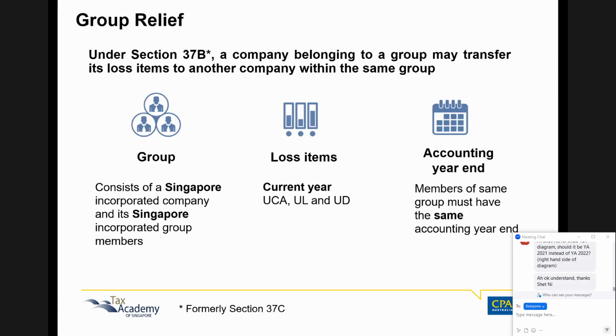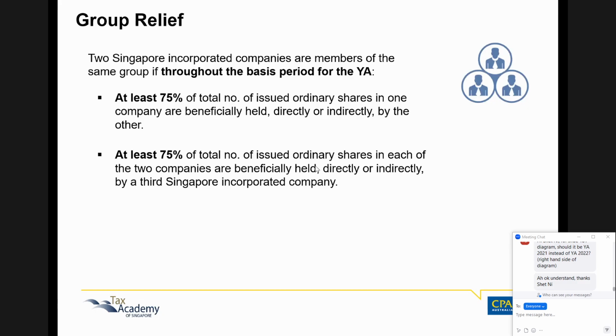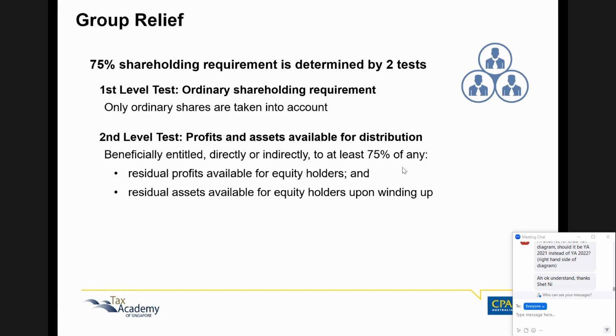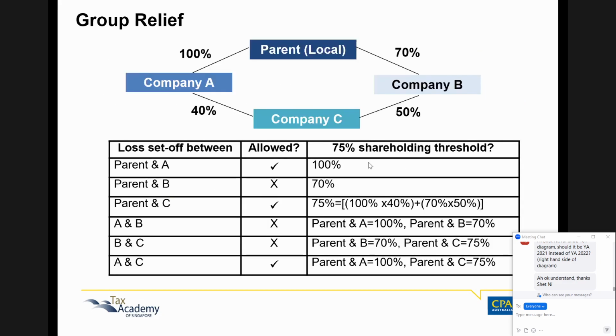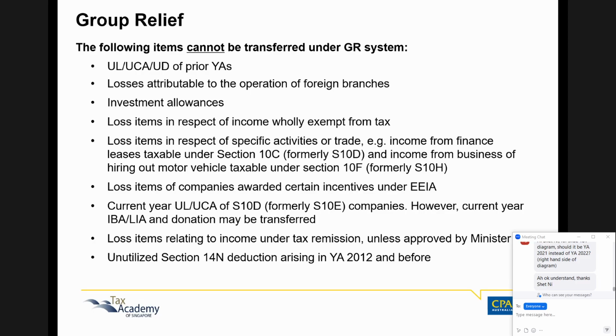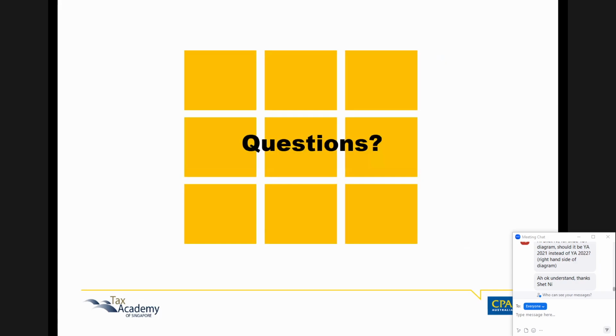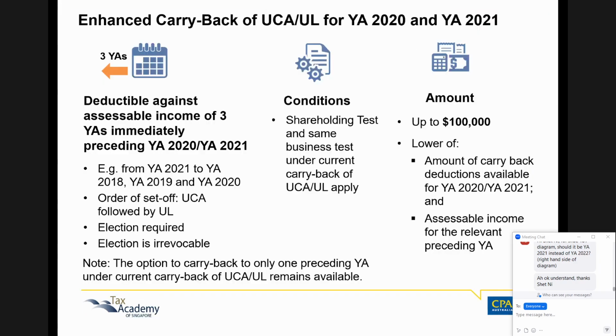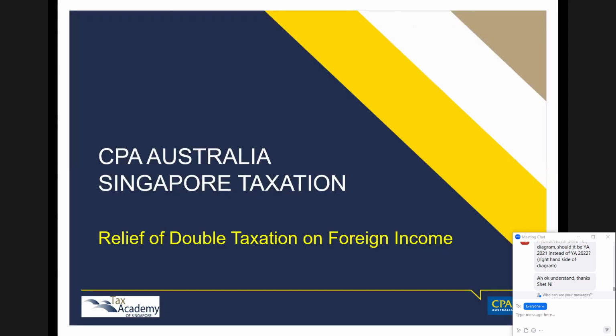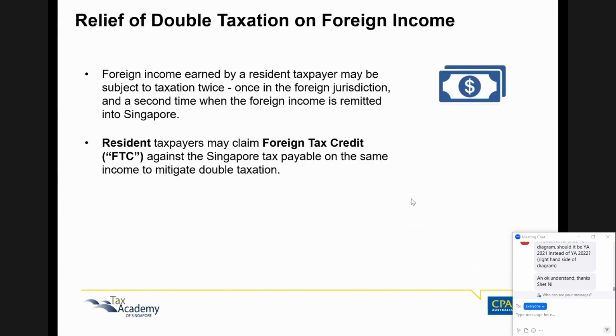So you just need to know that there's this group relief that you can make use of, and there's this at least 75% that you need to look at. There's also a test to apply, but I leave it to you to look at if it's applicable to you. There's also an e-tax guide on that. Okay, so this supplementary slide is just for info. Now I move on to almost the end.